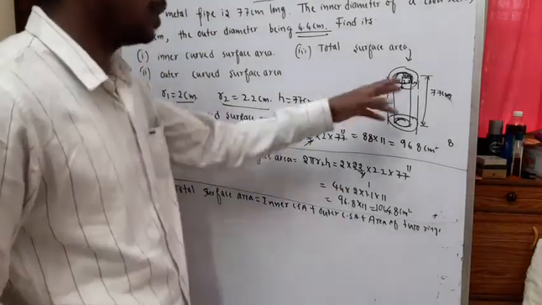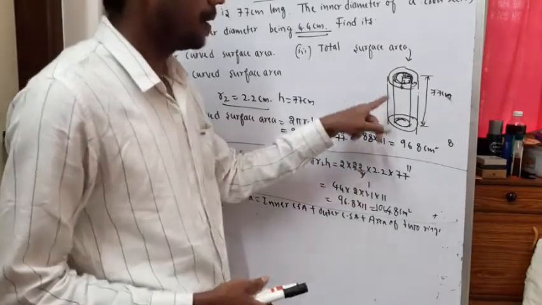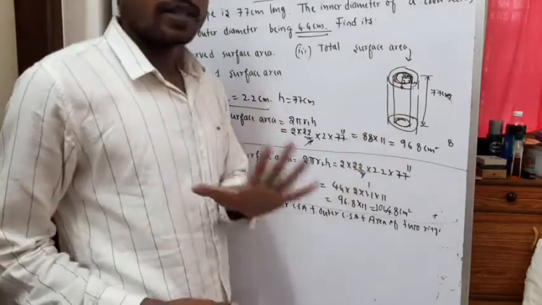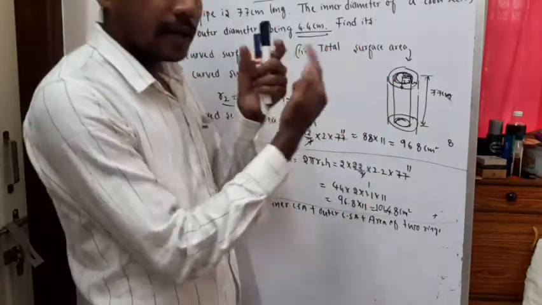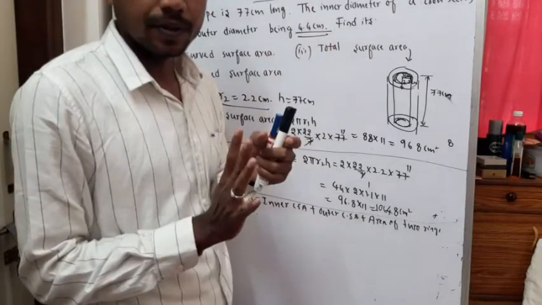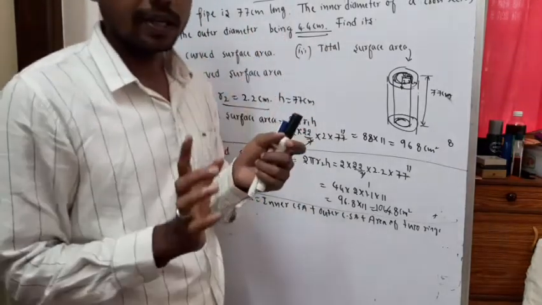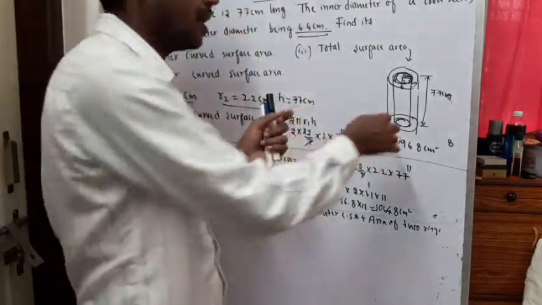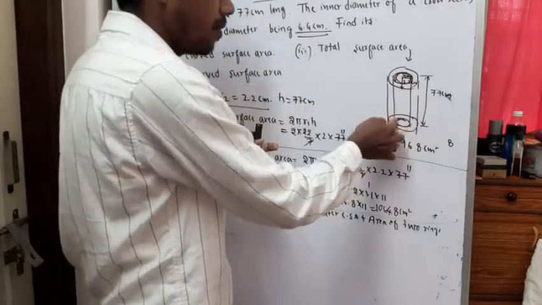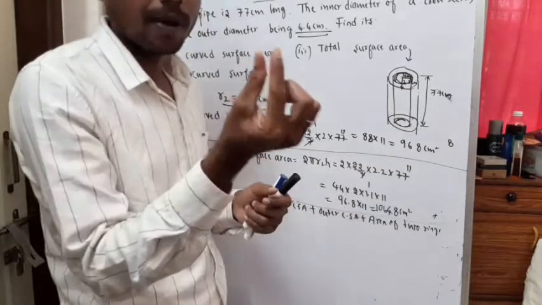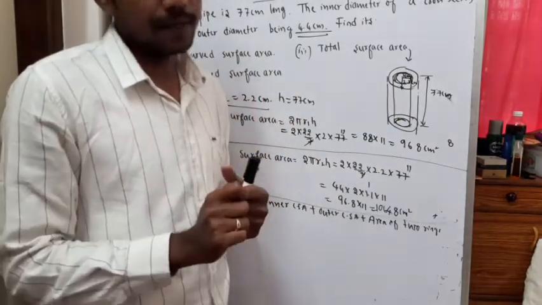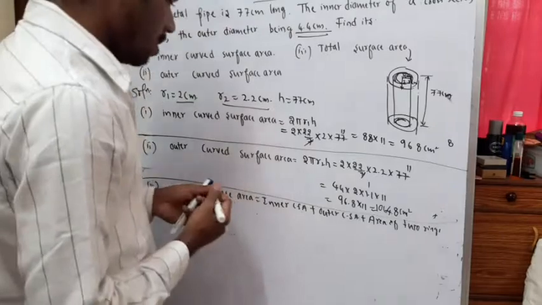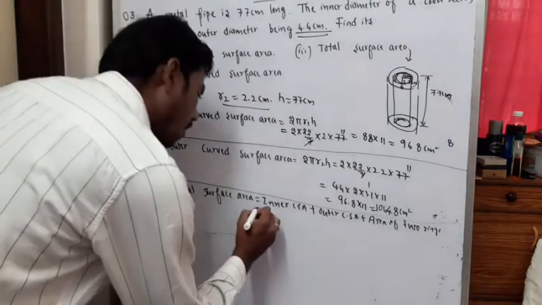Total surface area is equal to inner curved surface area plus outer curved surface area plus area of two rings. How will we calculate the area of two rings? See, total surface area includes the pipe's inner surface area, the pipe's outer surface area, and we need to consider the rings. So one ring at the top end and one ring at the bottom end, because the pipe has certain thickness, we need to consider it.